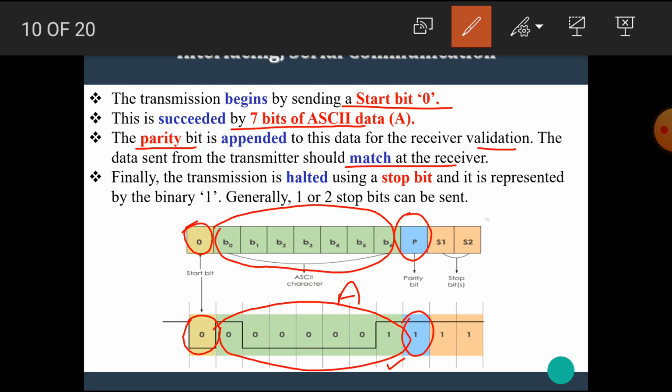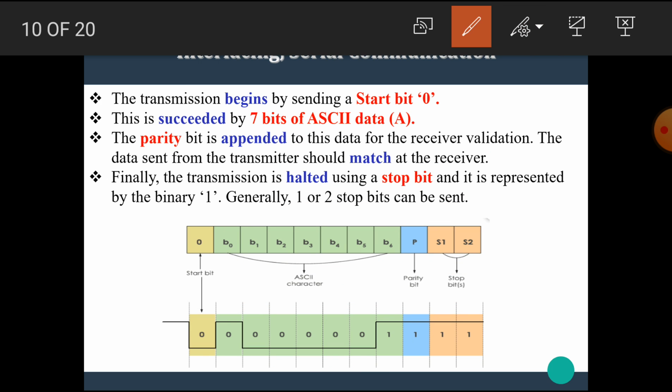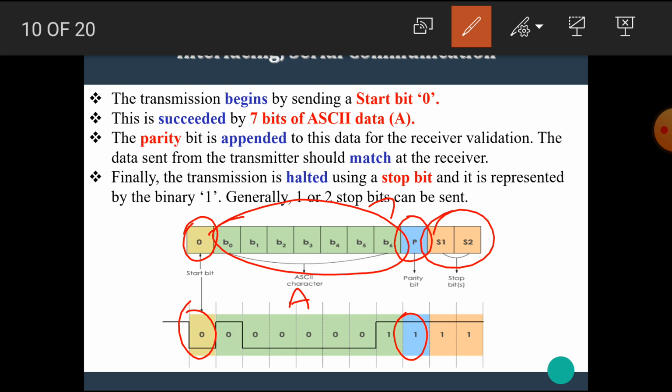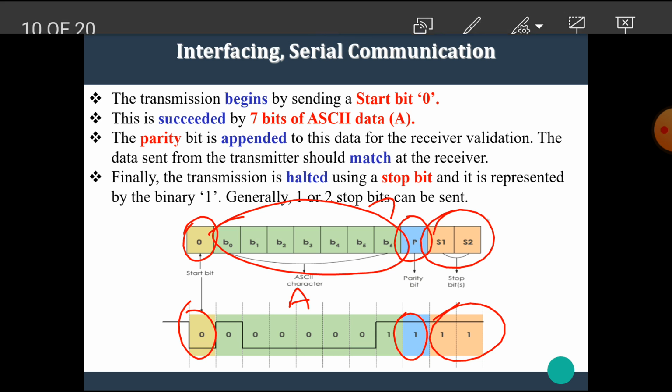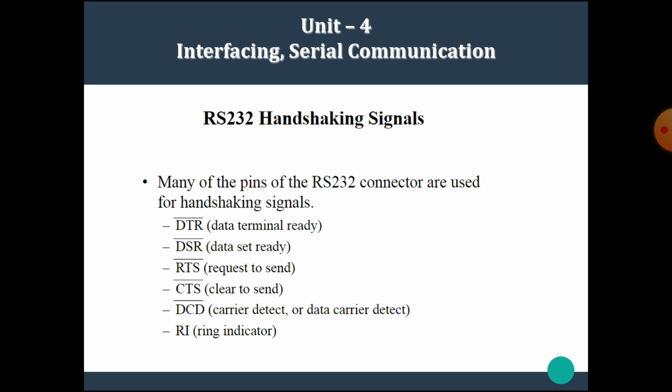Finally, the transmission is halted, that means stopped, by using the stop bits, and it is represented by binary 1. These are the stop bits. Generally, 1 or 2 stop bits can be sent. Here, the 2 stop bits are sent. Okay, that means this is the start bit. This is the 7-bit ASCII code for A. This is the parity bit, and these two are the stop bits. This is the protocol for the RS-232 transmission.